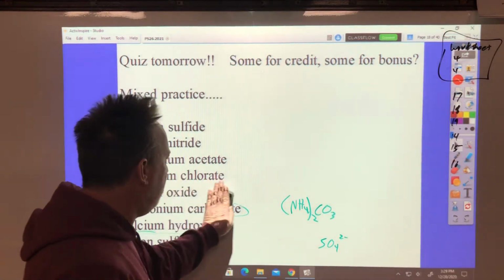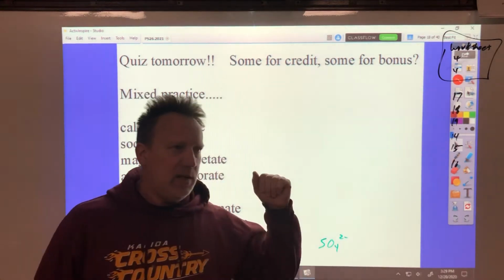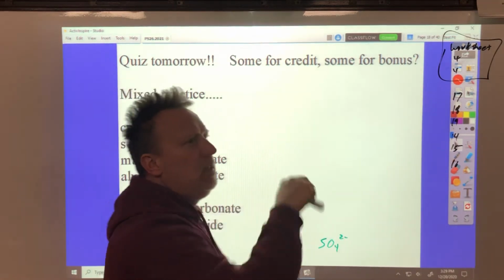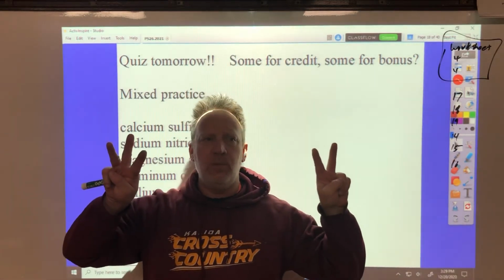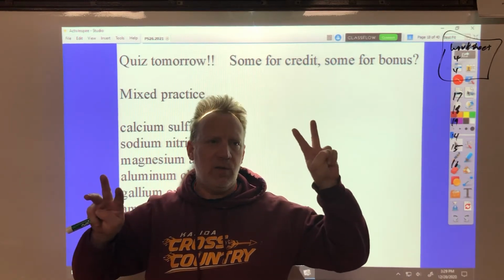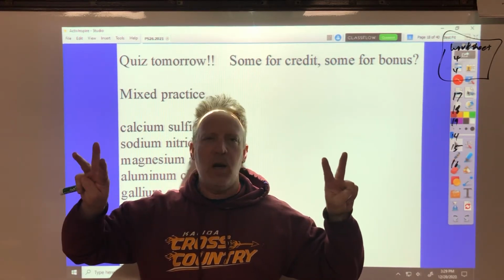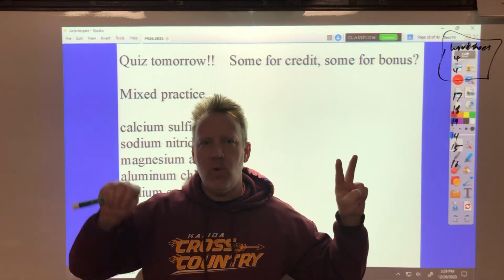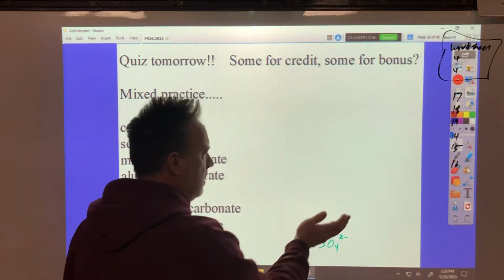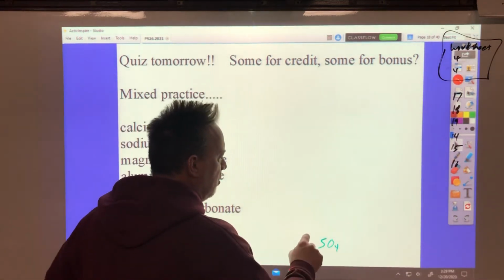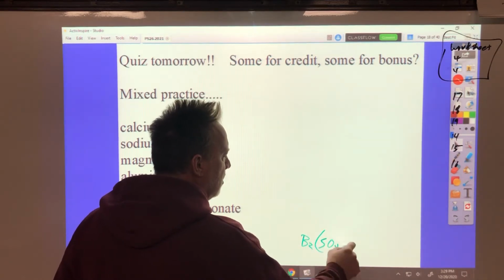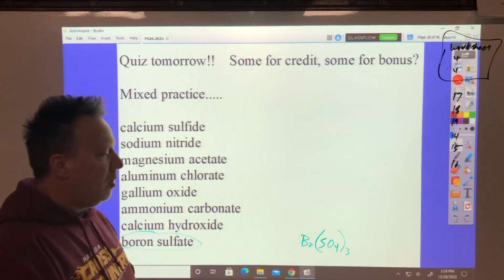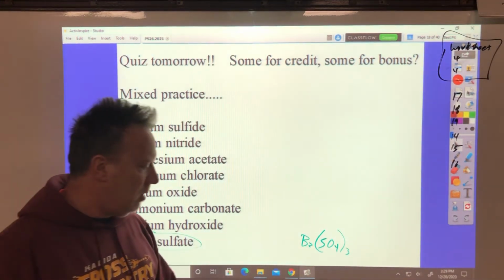Okay, and then boron sulfate. Sulfate off that table took 2. Boron is in the give 3 valence electrons column. Boron gives 3 valence electrons. Sulfate took 2 valence electrons. This is not a match. I have to move 6. Switch the numbers. I have to have 2 borons and 3 sulfates. So 2 boron, B2(SO4)3. The whole sulfate ion is 3. And you don't put parentheses around your boron because it's one element.